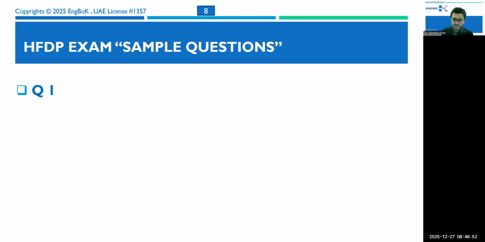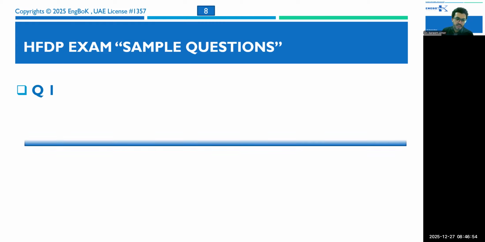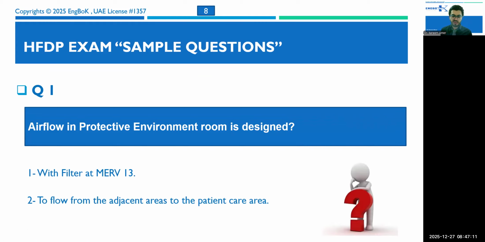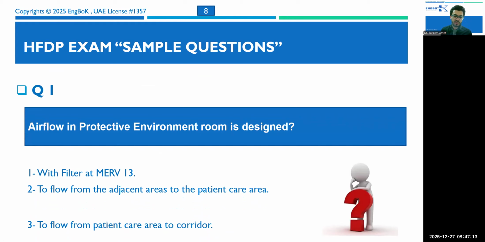So what does an exam question look like? This is from the current year's exam. The first question was about airflow in protective environment, PE, rooms. This room should be positive to protect immunocompromised patients from any infections, so the airflow goes from the patient room to the corridor.